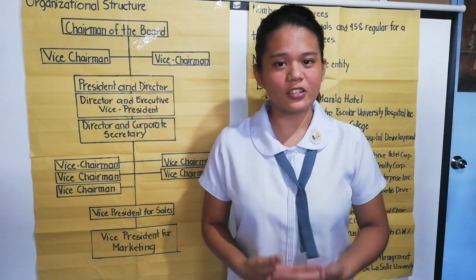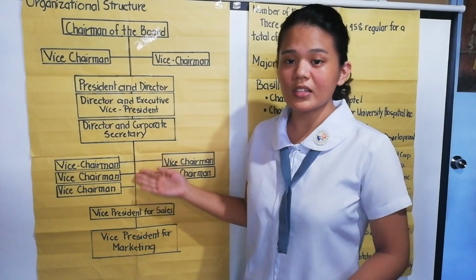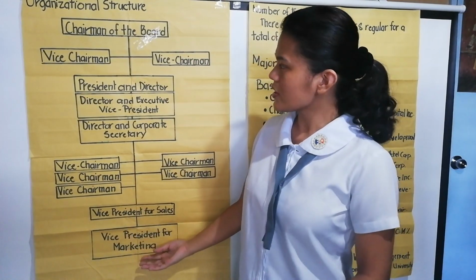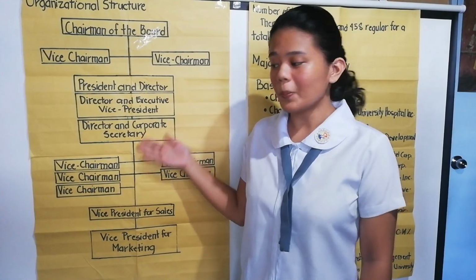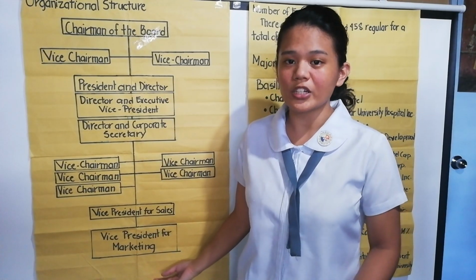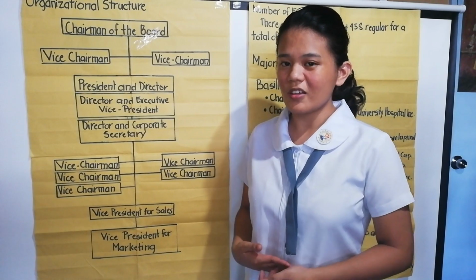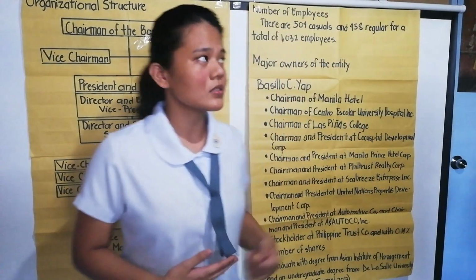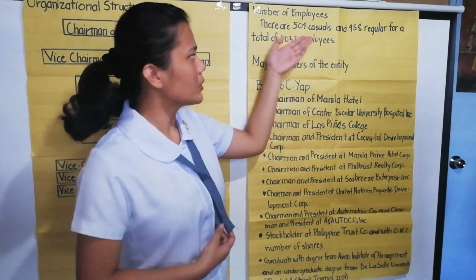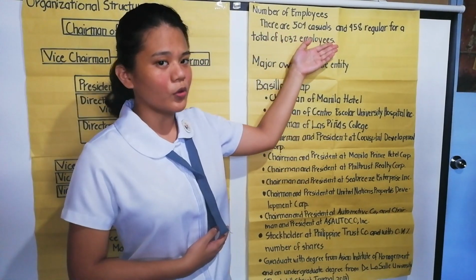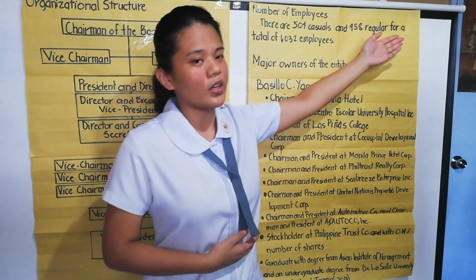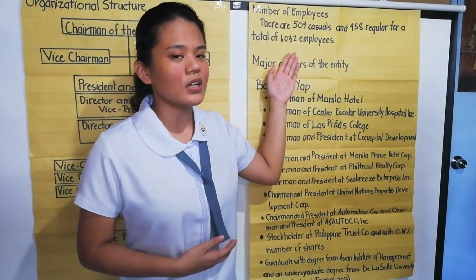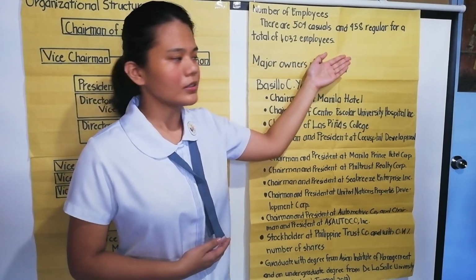Next is the organizational structure. Here is the organizational structure of Manila Hotel. As you can see, it is written in a portrait format because everything in the financial plan must be written in a portrait format. Next is their number of employees. There are 504 casuals and 458 regulars for a total of 1,032 employees.